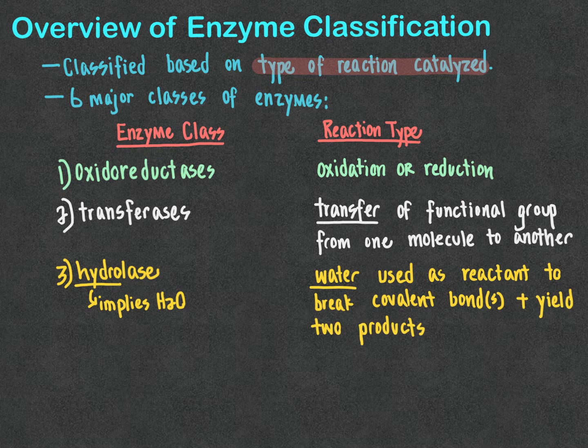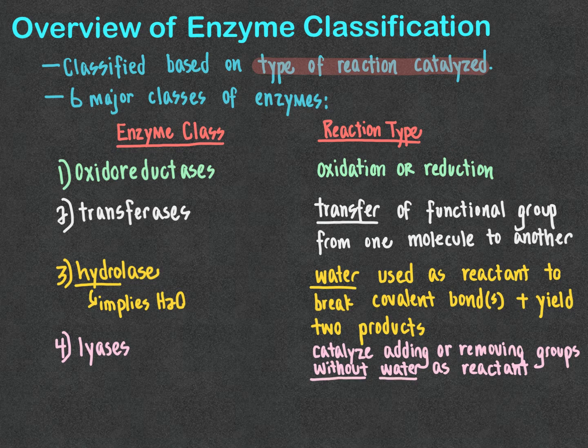Lyases, another classification of enzyme, are enzymes that catalyze the adding or removal of a group without using water as a reactant. So while hydrolases used water as a reactant to result in the removal of a group, lyases enable that breakage of a bond without using water as a reactant.